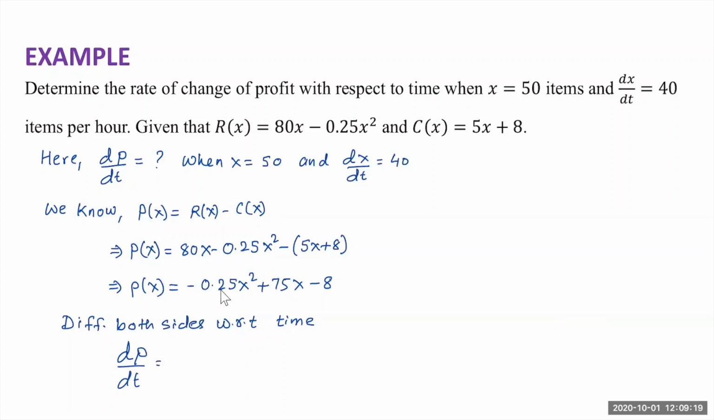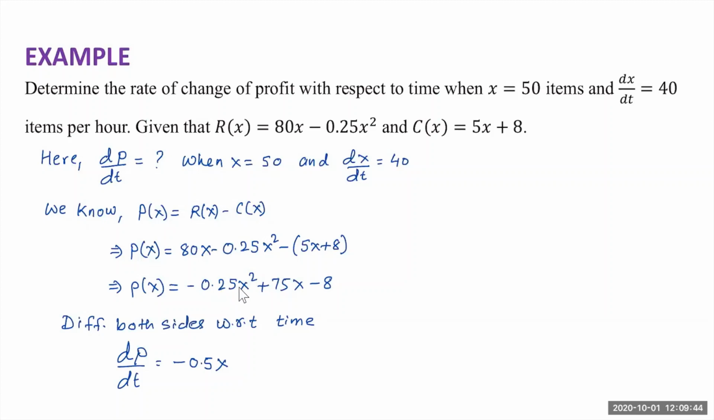And here, when you differentiate this with respect to time, 0.25 is a constant. And here you'll use the power rule. In the power rule, that 2 will come in front and multiply with that. So 2 times negative 0.25 is negative 0.5. We reduce the power of x by 1, so it will be x raised to 1.